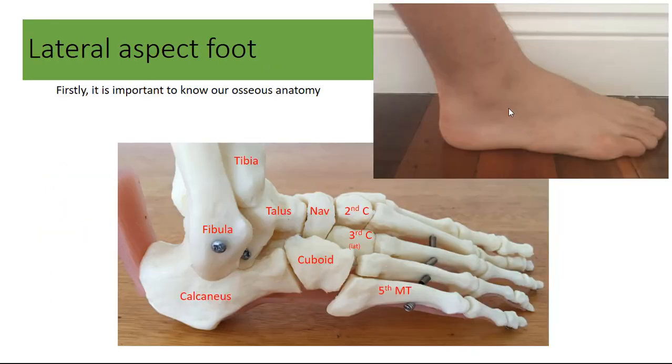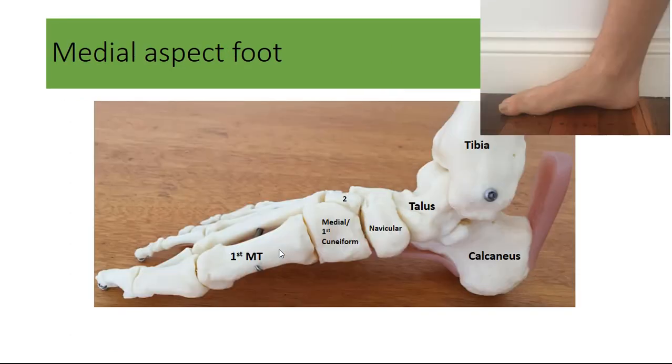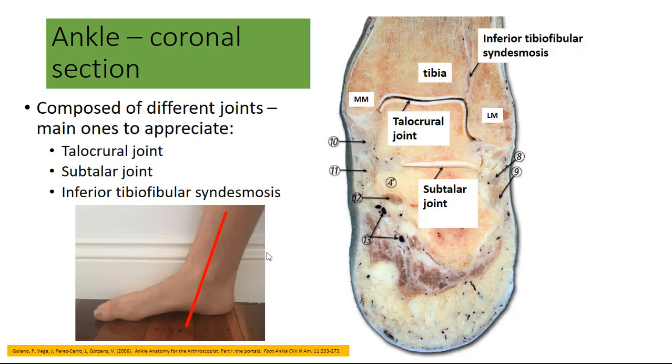You can see these from the lateral aspect of the foot, where we can see the calcaneus, cuboid, and fifth metatarsal, along with the fibula, and we can see a bit of the talus. And then on the medial aspect of the foot, we can see the tibia, the talus, the calcaneus with the sustentaculum tali here, the navicular, the medial cuneiform, and the first metatarsal.